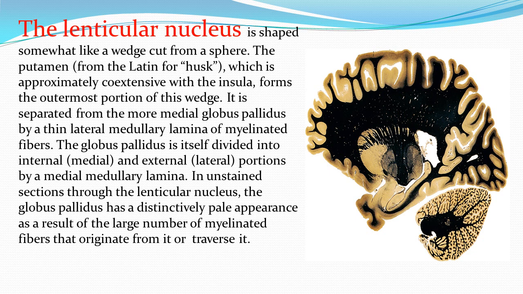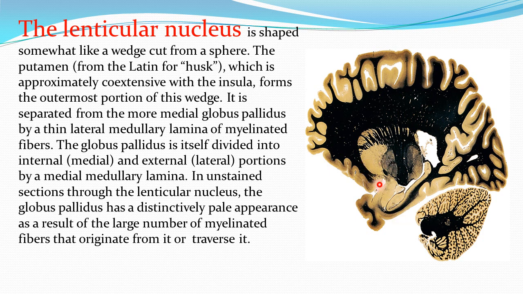The lenticular nucleus is shaped somewhat like a wedge cut from a sphere, that is, a biconvex lens. The putamen, from the Latin for husk. What is the meaning of putamen? Putamen means husk. It is the husk of the lentil, which lies externally and is approximately coextensive with the insula.